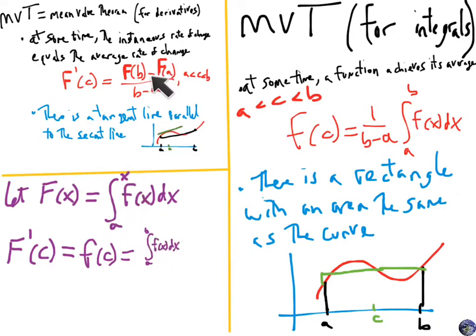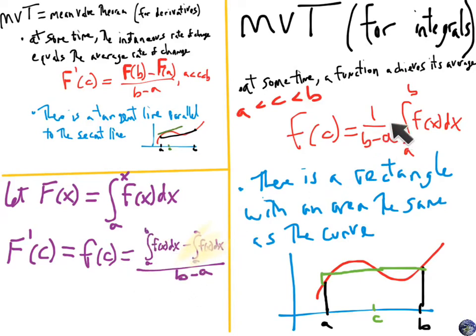Then we have to minus capital F of a. Capital F of a would just be the integral from a to a of f of x dx. And I have to divide all that by b minus a. This simplifies very nicely because what can we say about the integral from a to a? It's one of the properties of integrals. It's zero. It just goes away. So what are we left with? We're left with the integral from a to b of f of x dx divided by b minus a.